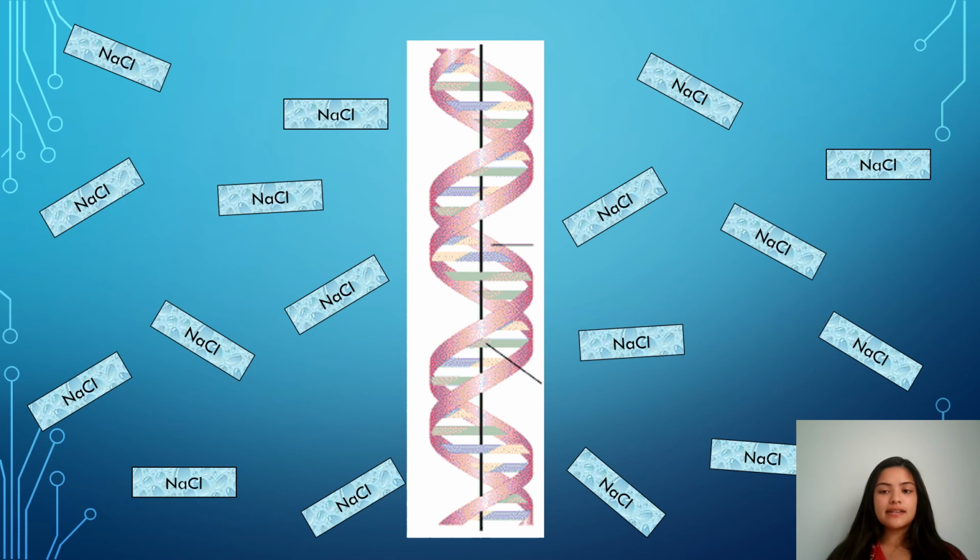So if we put DNA into a higher concentrated salt solution like this, we'll find that the salt will actually stabilize the DNA and increase the Tm, the midpoint of thermal denaturation, because it will neutralize some of the negative charges on the phosphate backbone, and so that will stabilize the DNA.